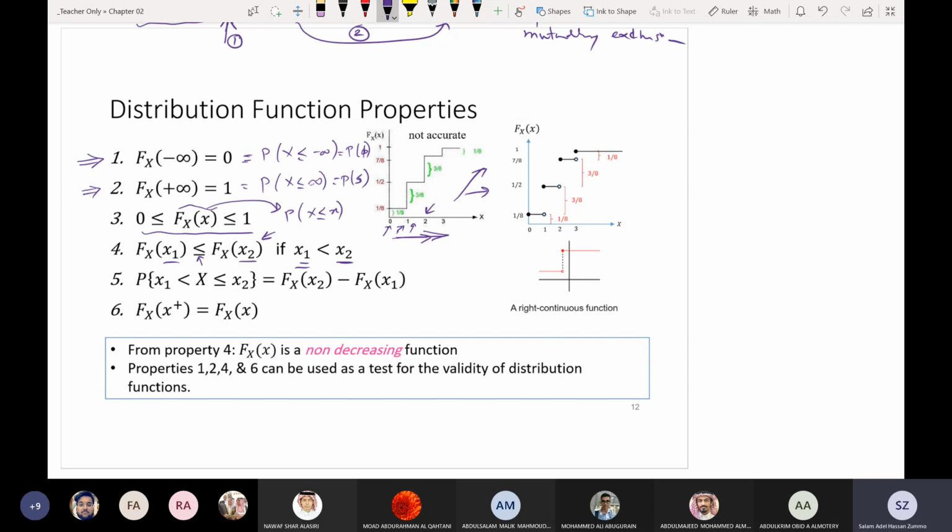We call F_X of x a non-decreasing function. It either increases or stays the same. It can never decrease, because every time x increases I am including more events, or nothing happened, which means the probability is the same, or F_X of x is the same. Is the idea clear, guys? Property number 4. Yes, yes. Any questions on it?